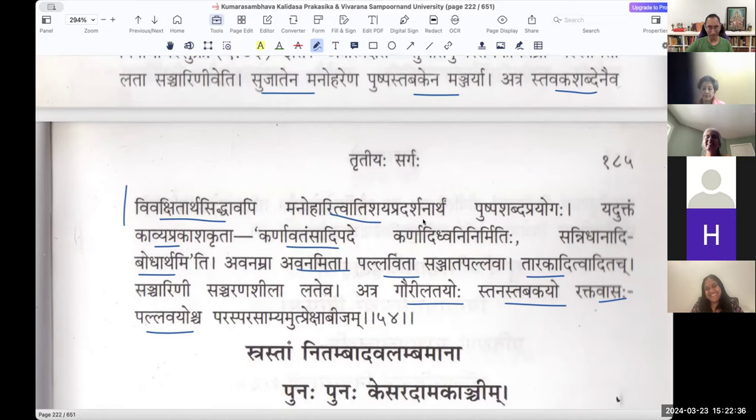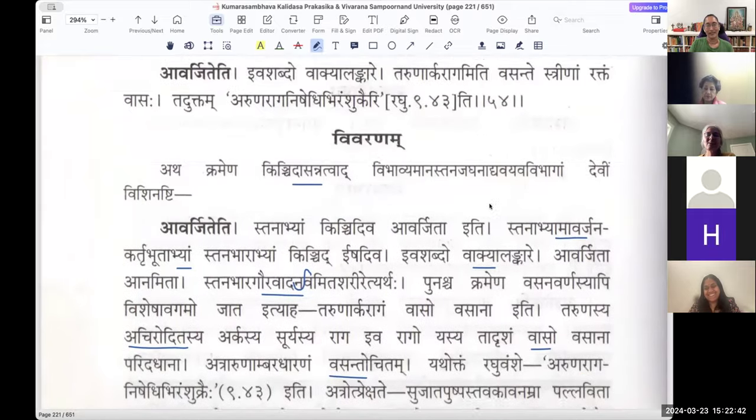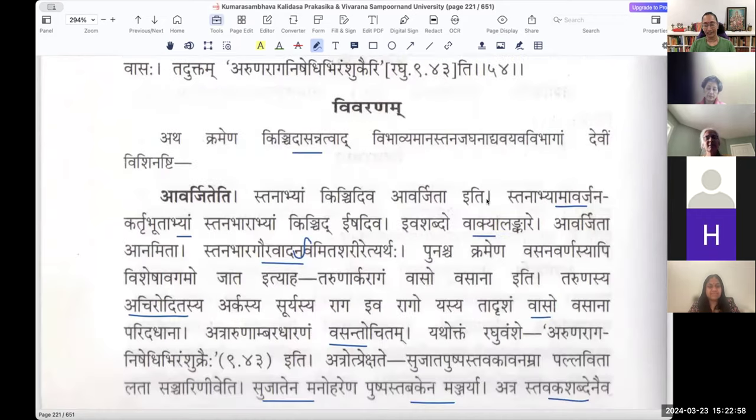It's a beautiful example. Of course, he gives a lot. Every upama of Kalidasa is very good. He is known as Deepashikha Kalidasa because of that upama. Avarjita kinchidivastanabhyam vasovasana tarunarkaragam sujata pushpa stabakavanambra sancharini pallavita lateva.